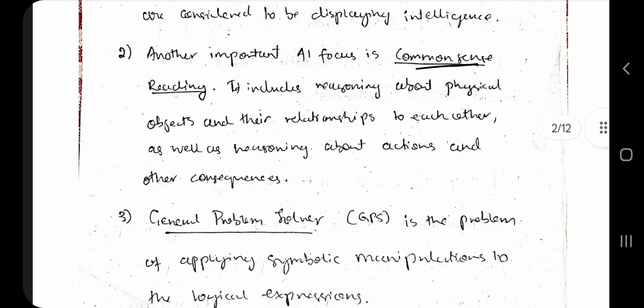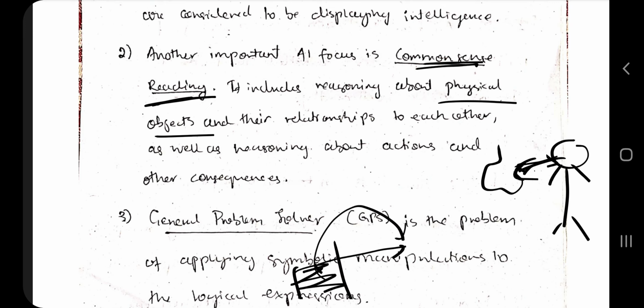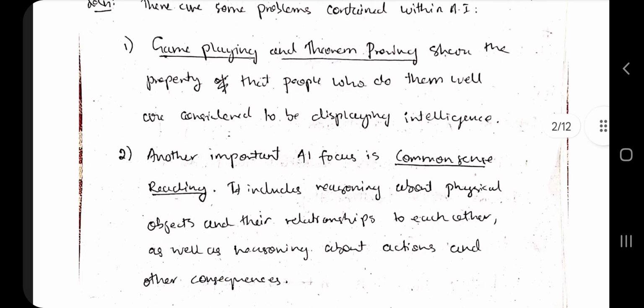The second important one is common sense reasoning. Common sense reasoning means knowing about physical objects and their relationships with each other. So if I give you an apple and the name of a person, what is the relationship between them? He will eat the apple, right? That's the relationship. But the computer is still not able to understand the actual relationship between apple and human. To make the computer understand, it will take a lot of time as well as a great amount of data sets, so that we can train the computer on this data. That is the second issue. What is the first issue? Game playing and theorem proving. The second one is common sense reasoning.